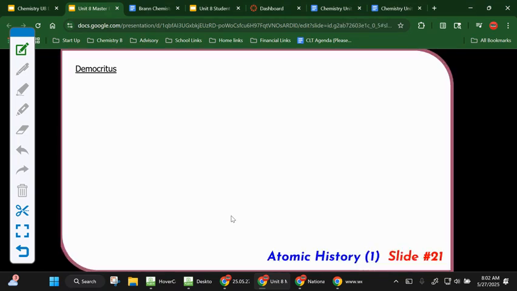Again, it started with a Greek philosopher named Democritus. He is on your periodic table. He started out the theory of the atom. It was called the discontinuous theory of matter. And the story goes that he sat down to have dinner one night.